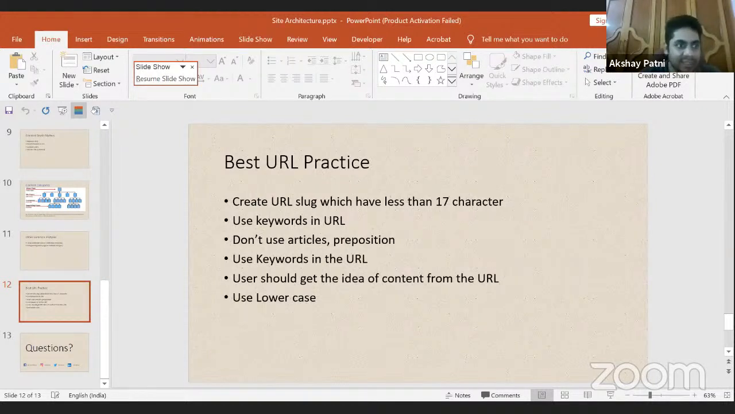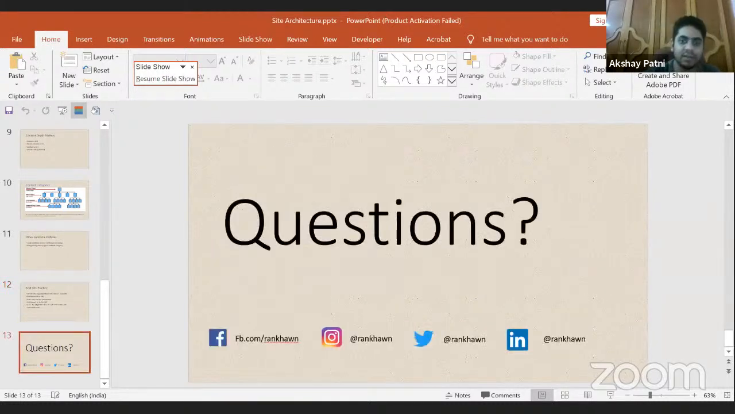So I think I explained what should be your URL structure and all those things, and the categorization properly. And if you have any other questions, then you can ask.